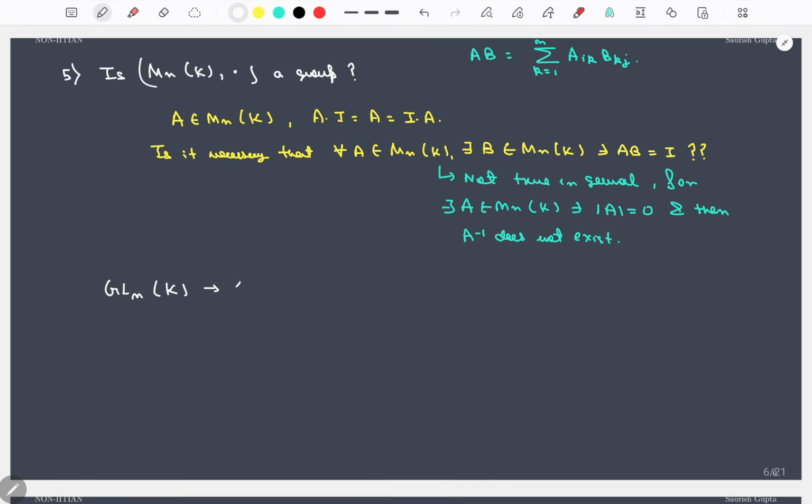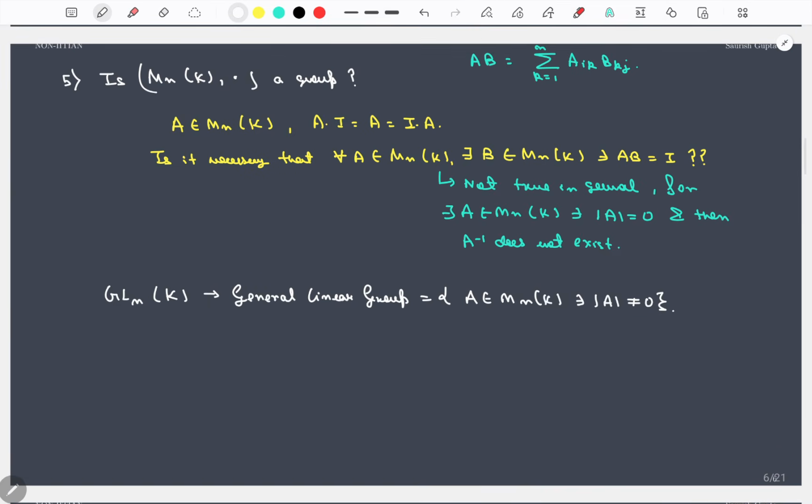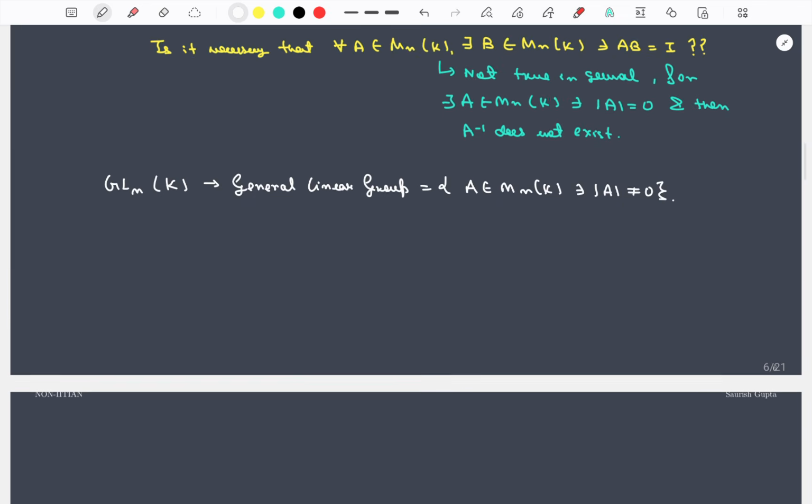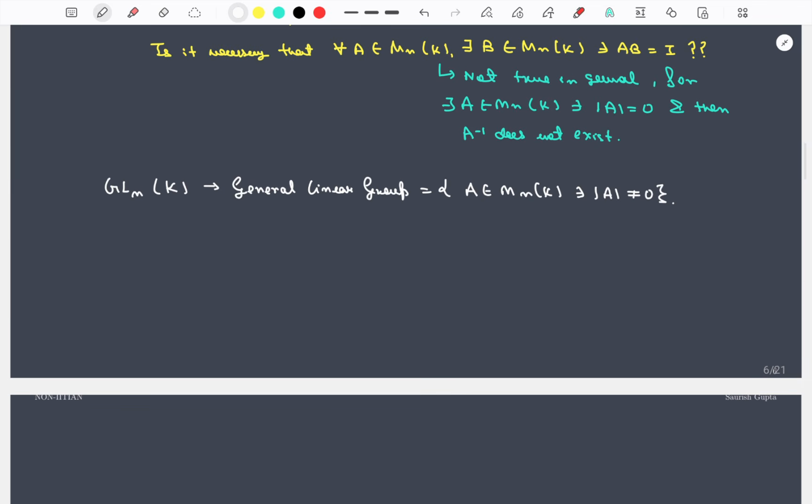So it's called the general linear group, and this is the collection of all those matrices on K such that their determinant is non-zero. So this is the collection of all invertible matrices, and we are done, right? Because identity matrix is an invertible matrix, right? Identity matrix is an invertible matrix, so it is readily inside GL_n, right? So I_n is inside GL_n.